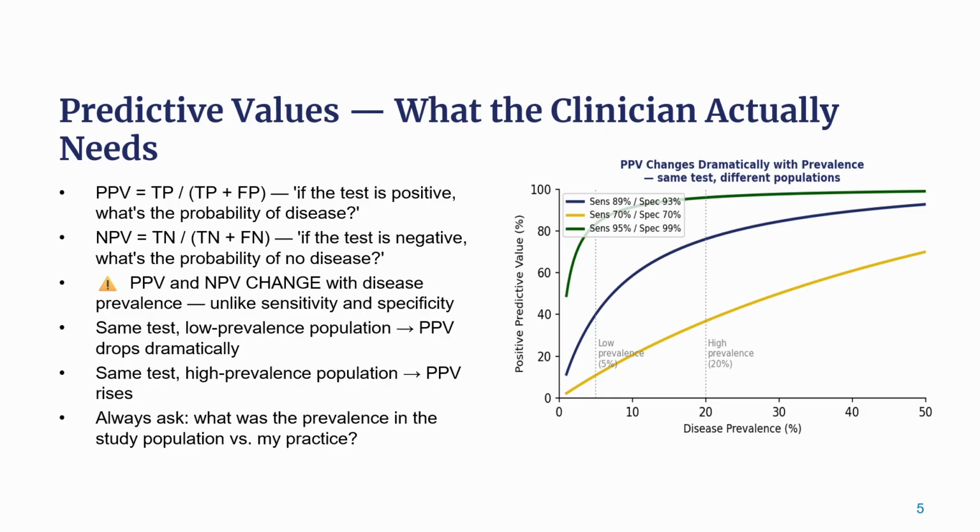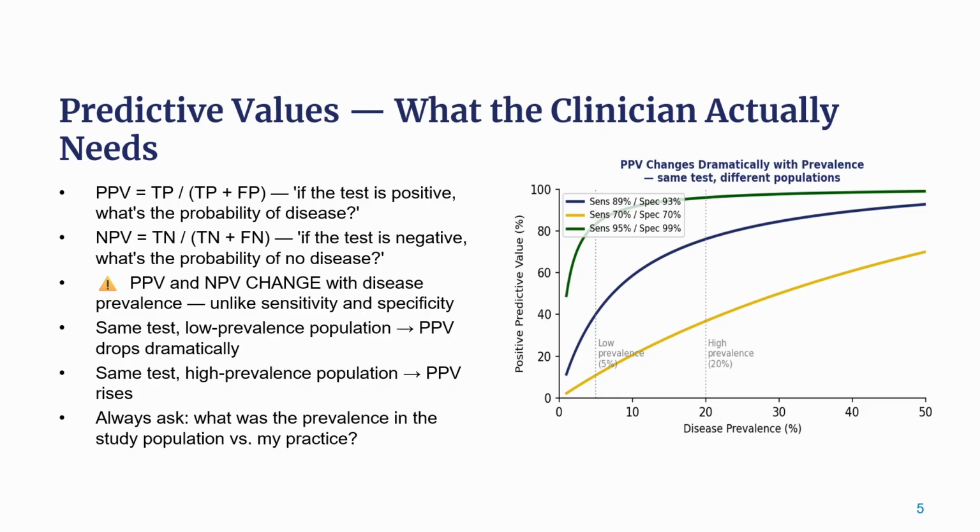Look at the graph on the right. The same test, sensitivity 89%, specificity 93%, has a PPV of about 40% in a population where disease prevalence is 5%, but a PPV of over 85% when prevalence is 30%.